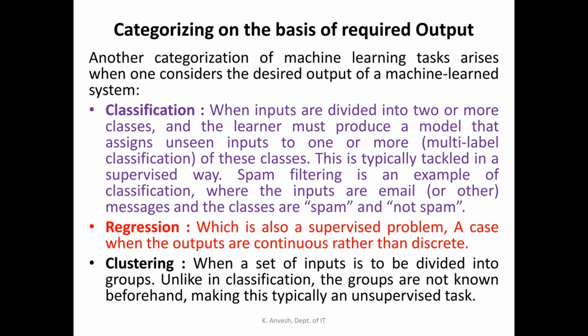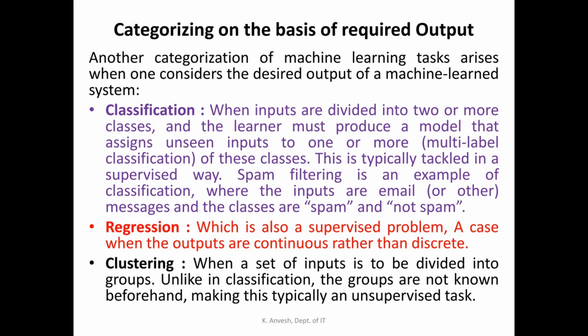Categorizing on the basis of required output. Another categorization of machine learning tasks arises when one considers the desired output of a machine-learned system. Classification: when inputs are divided into two or more classes, and the learner must produce a model that assigns unseen inputs to one or more (multi-label classification) of these classes. This is typically tackled in a supervised way.